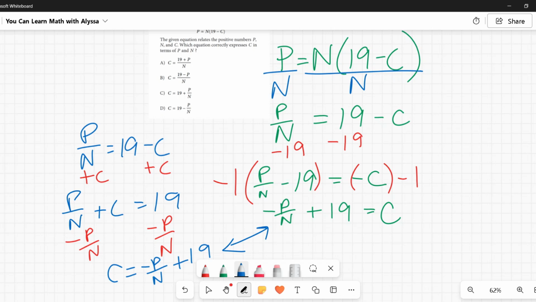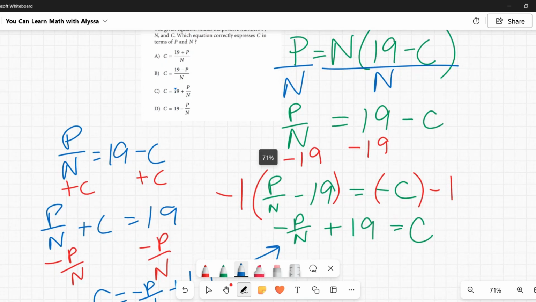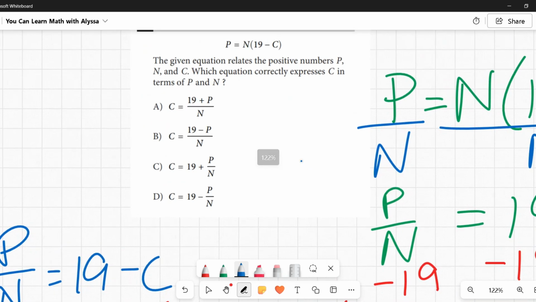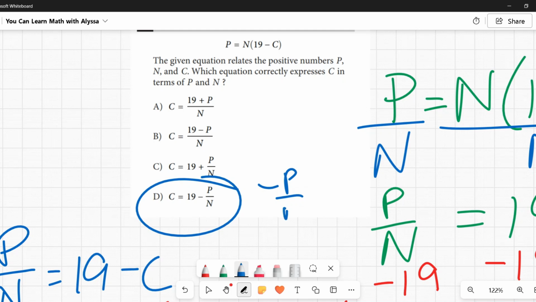As long as you're careful with moving things around, you're going to get the same answer regardless. So you get a positive 19 and a negative p over n, or negative p over n plus 19. And as we look up at the top of my answers, this is the one they want, because I had it written as negative p over n plus 19. You can reorder those, it's totally fine, and get 19 plus a negative p over n, or in other words, 19 minus p over n, and that is D.